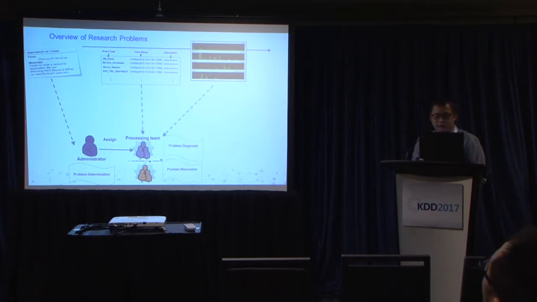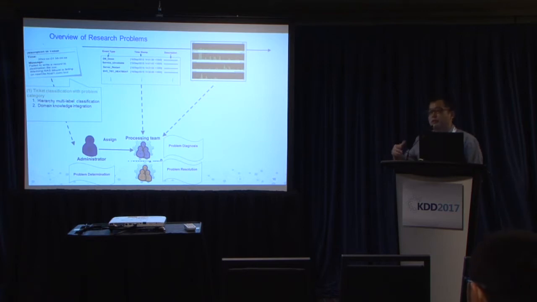However, in system management, the problems have a problem hierarchy. There are many different problems in different categories. So how do you classify these tickets into different categories, given that the categories have this hierarchical relationship? So this is one problem from the data perspective. The second perspective is to look at the events.